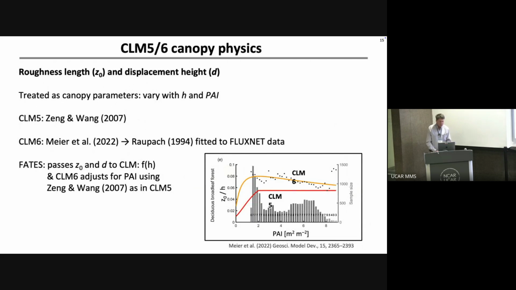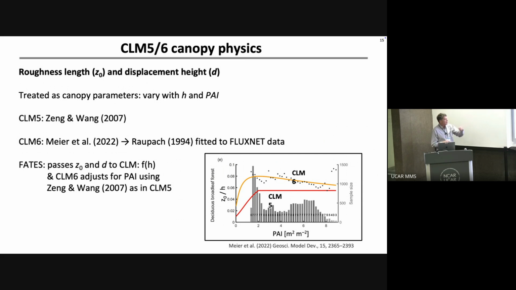Let's look at what CLM is doing in terms of roughness length and displacement height. And what it's doing is it's treating these as canopy structural parameters. They vary with the height of the canopy. They vary with plant area index, leaf and stem area, and that's all they depend on. In CLM5, we use this approach from Zhang and Wang. In CLM6, it's been updated, a new approach by Meyer et al. in 2022. And what they did is they took a parameterization from Mike Raupach from 1994 and fit that to the FluxNet data.